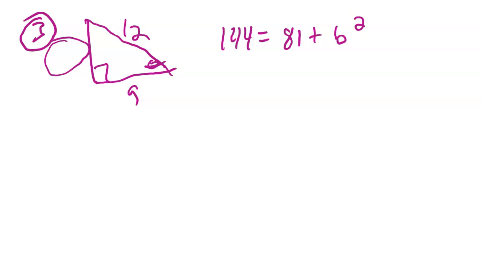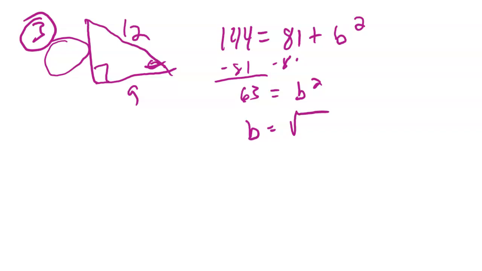81 minus 144, I don't know. Is that 63? Let's just double check here. 81 minus 81 minus 81. Yeah, it looks like 63 is equal to b squared. So b is equal to the square root of 63. I mean, 3 definitely goes in here. I think 9 goes in there too. Yeah, 9 times 7 is 63, I hope. So this is 3 rad 7 as my length b here.